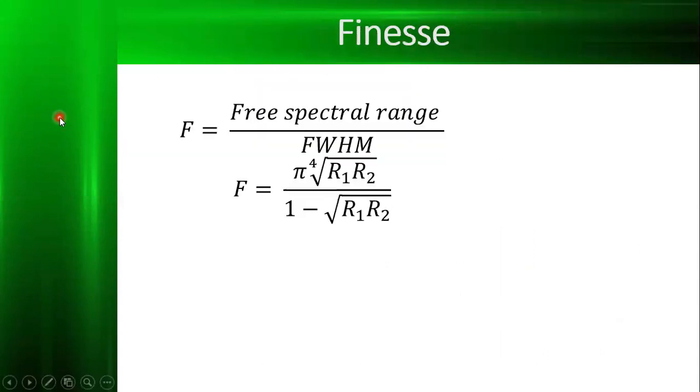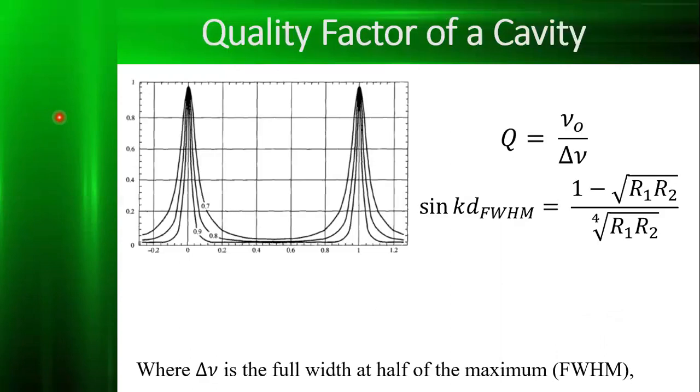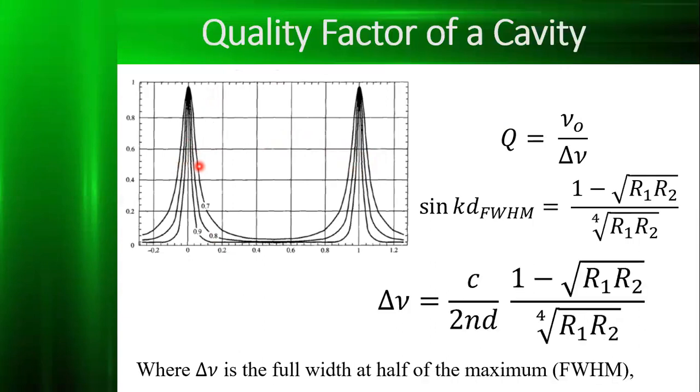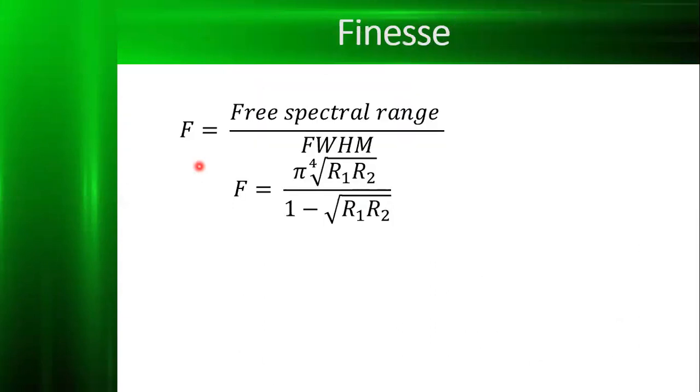Finally, we define a term called the finesse. The finesse is simply the ratio between the free spectral range and the full width at half maximum. So you can easily describe it in this graph. This is the free spectral range, the distance between two successive frequencies. And this is the full width at half maximum, which is the width of the signal, the 3 dB bandwidth. If you divide these two terms together, then you will get what's called the finesse of the signal. And this is an expression for the finesse.